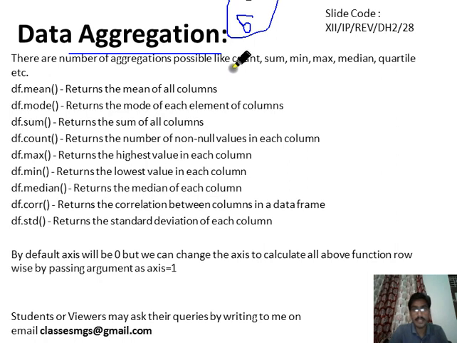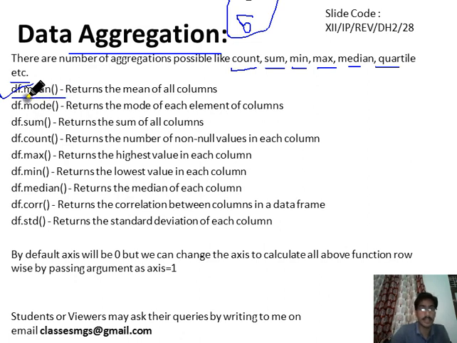So listen very carefully. There are certain methods for data aggregation like count, sum, minimum, maximum, median, quartile, etc. For example, the df.mean function. Remember the syntax of the function, because only if you write the syntax correctly will you get the 1 or 2 marks. The question will come like this: given a data frame, write down the syntax for calculating those.